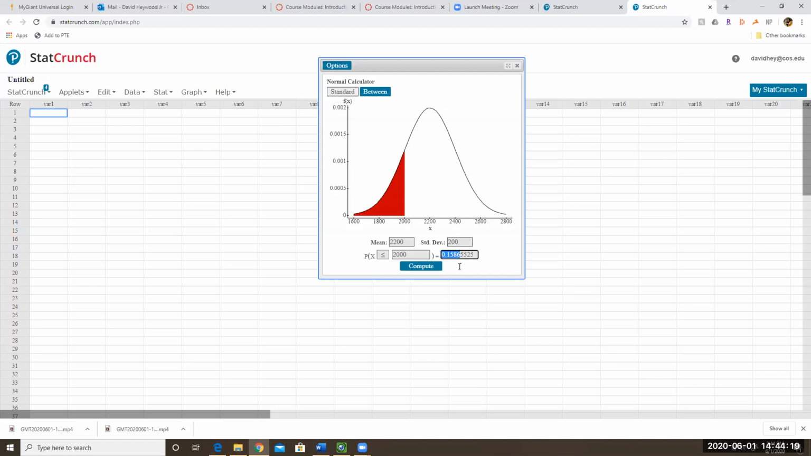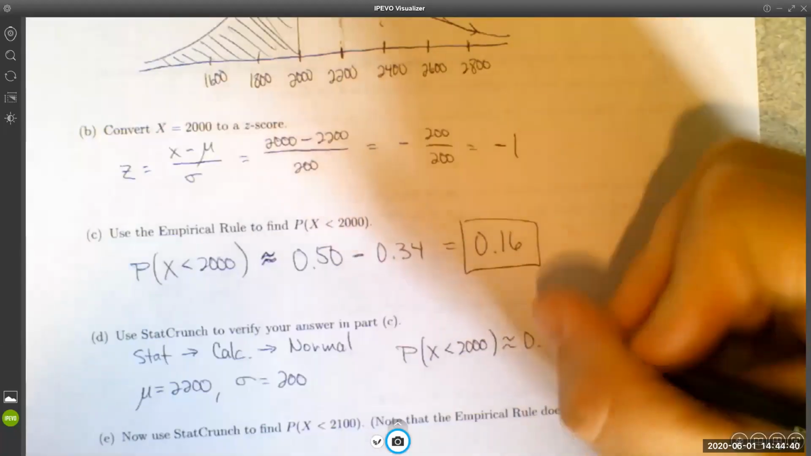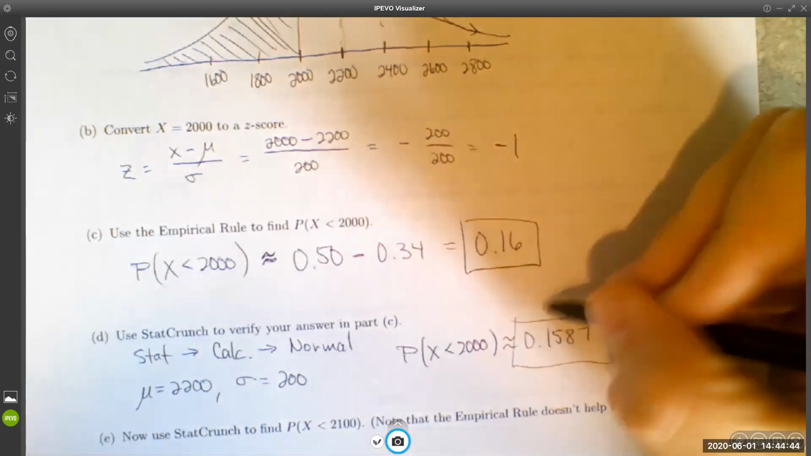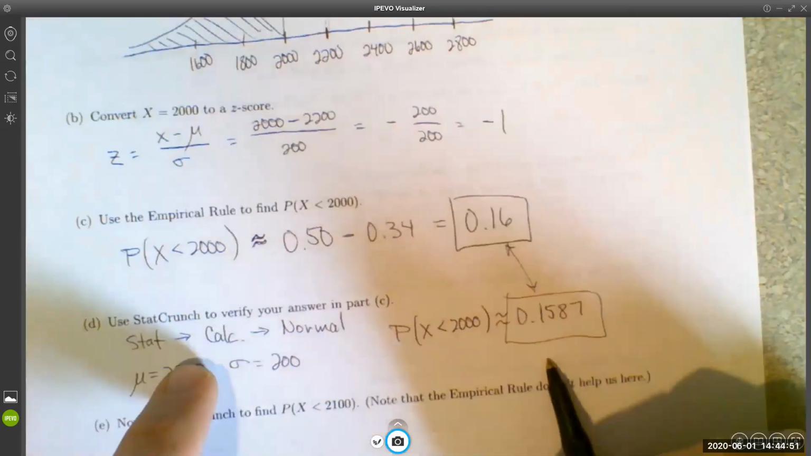If you round this to 2 decimal places, you get 0.16, just like we got when we used the empirical rule. We can be a little bit more exact here and say that it's about 0.1587. Okay, that's still pretty close. So pretty close, right? What we got from StatCrunch is better, right? It's more accurate.